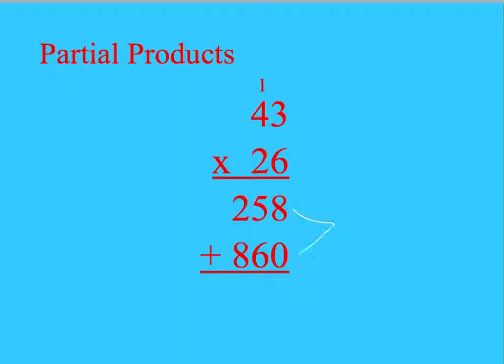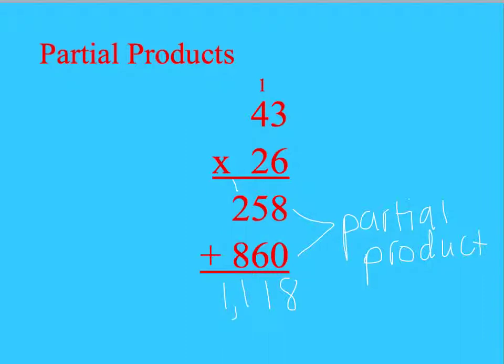Now we have found both of our partial products and we're ready to add these together to find our final product, our actual product. So when we add 8 plus 0, we get 8. 5 plus 6 is 11. We put our 1 down there and carry our 10 over. 2 plus 8 is 10, and we're going to carry our extra 10 up there and add it, which is 11. So our actual final product is 1,118.